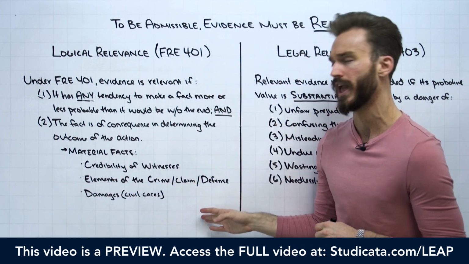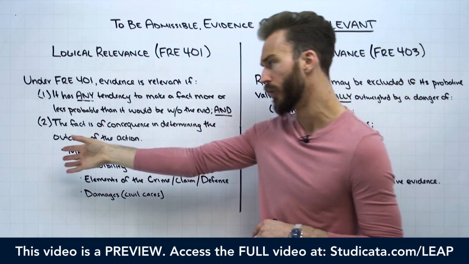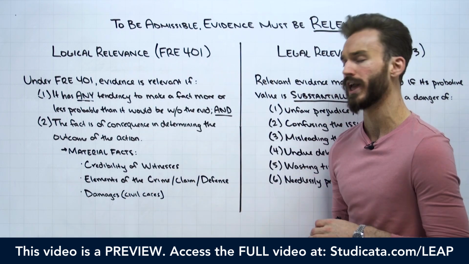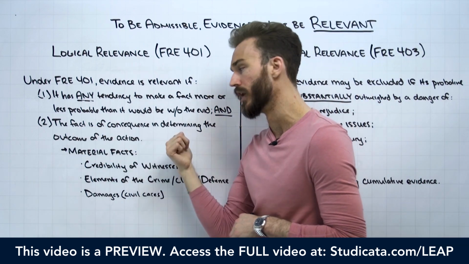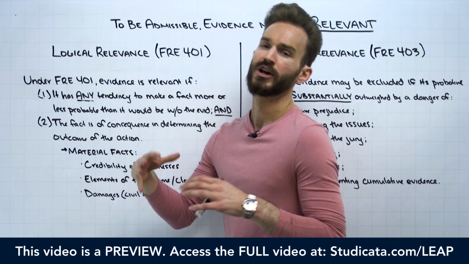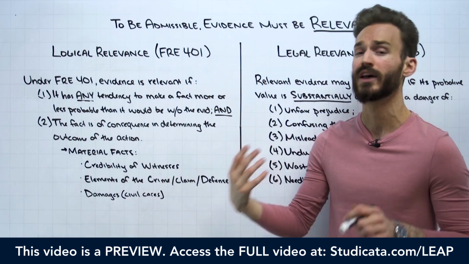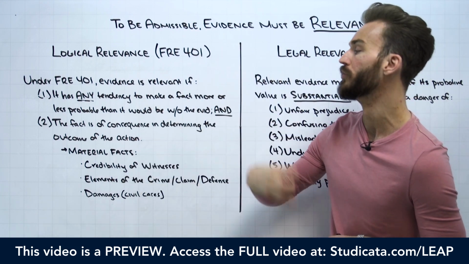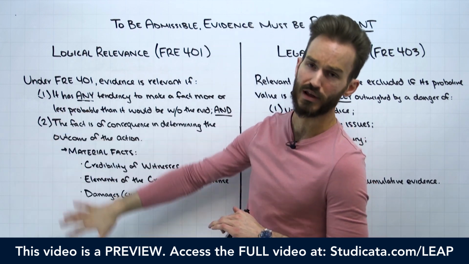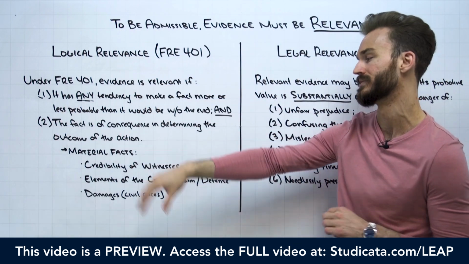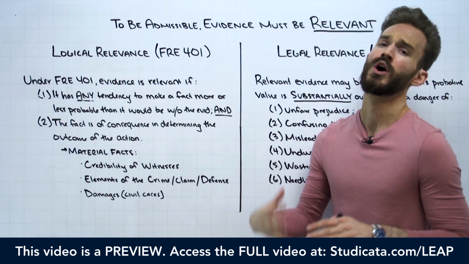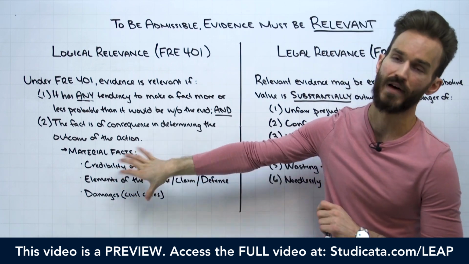Elements of the crime, the claim, or an affirmative defense are always material. Those facts that shine light on any elements of the crime, the claim, or an affirmative defense are going to be of consequence in determining the outcome of the action. Anything revolving around or shining light on damages in civil cases is going to be material. These are really your big three, though, right? Anything that goes to the credibility of a witness, an element of the crime, claim, or defense, or damages in civil cases. These are all very material facts.